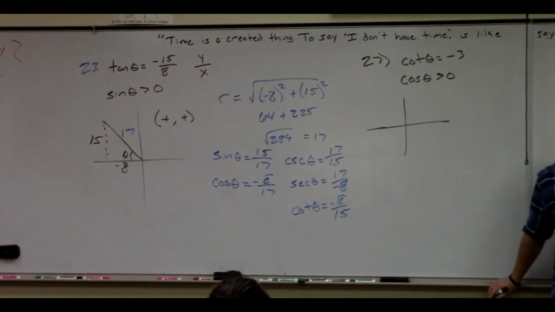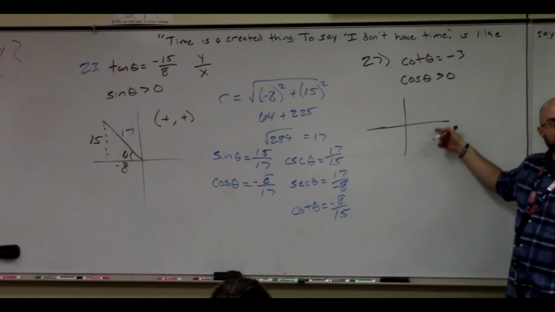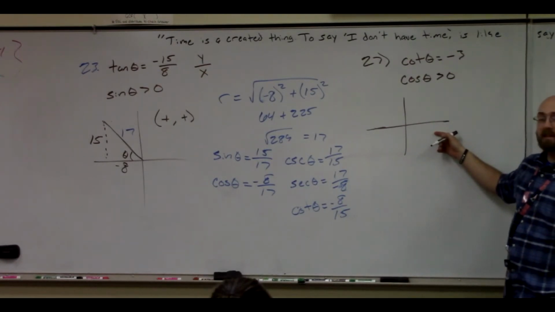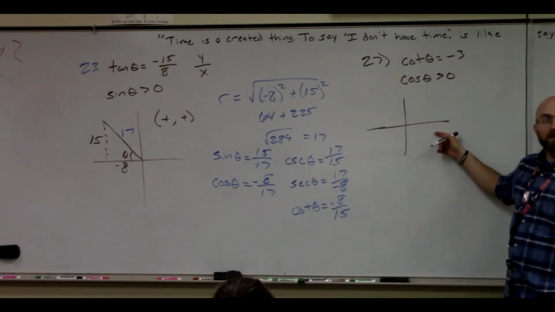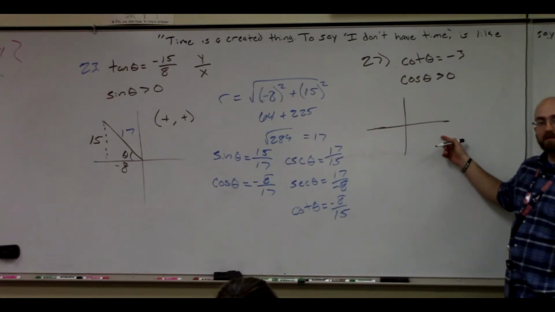Which quadrant am I going to end up in? Four. Cosine's positive, right? So it's either one of these. Cotangent's negative. Cotangent's x over y, correct? So it tells me this one's both positive, it has to be this one. Does that make sense? Yeah.